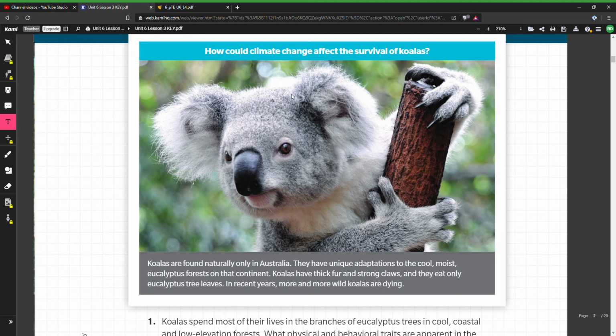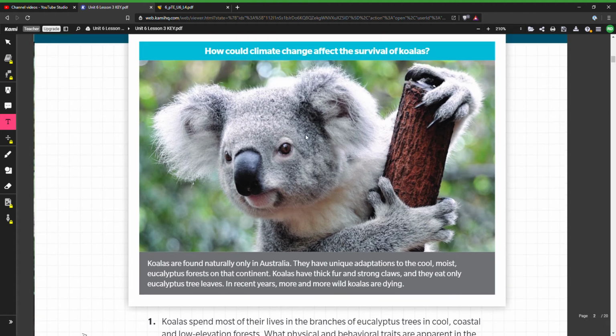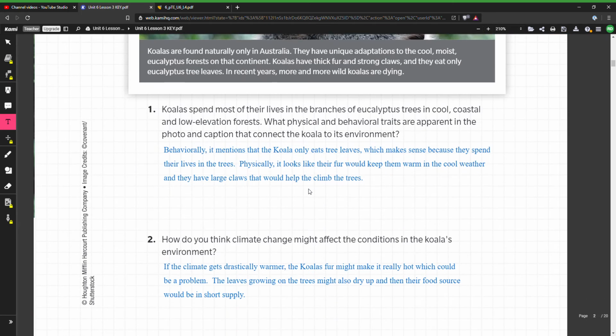Okay, so it has this koala. It says most of the time they live in branches of eucalyptus trees and cool coastal, low elevation forests. What physical and behavioral traits appear apparent in the photo that help it connect to its environment? So I said, it talks about them living in forests and in trees and in cool environments. So it has all this fuzzy fur. It's got claws to help it climb. Look at its hands, spread apart, so it seems like it would help it climb trees really well, stuff like that.